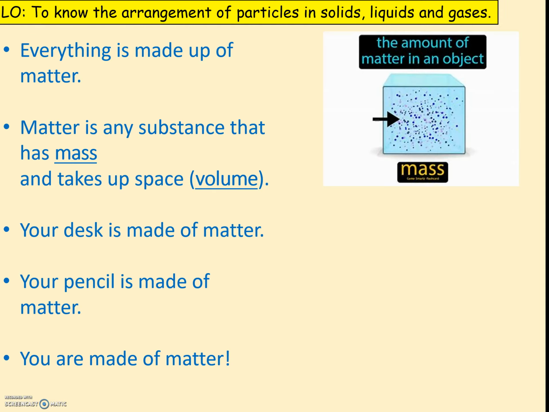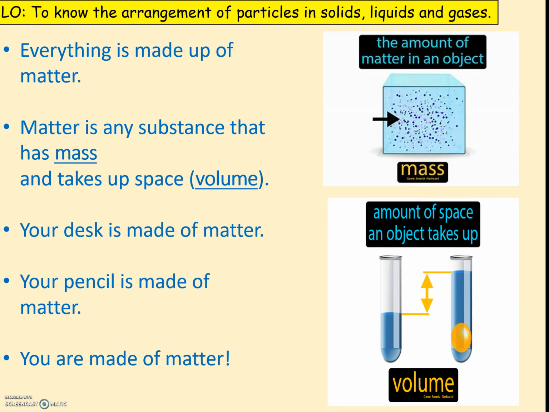Here's another good definition for you. What is mass? Mass is the amount of matter in an object. If you weren't too sure, you can write that down now. What is volume? Volume is the amount of space an object takes up. Please pause the video and write these definitions down now.